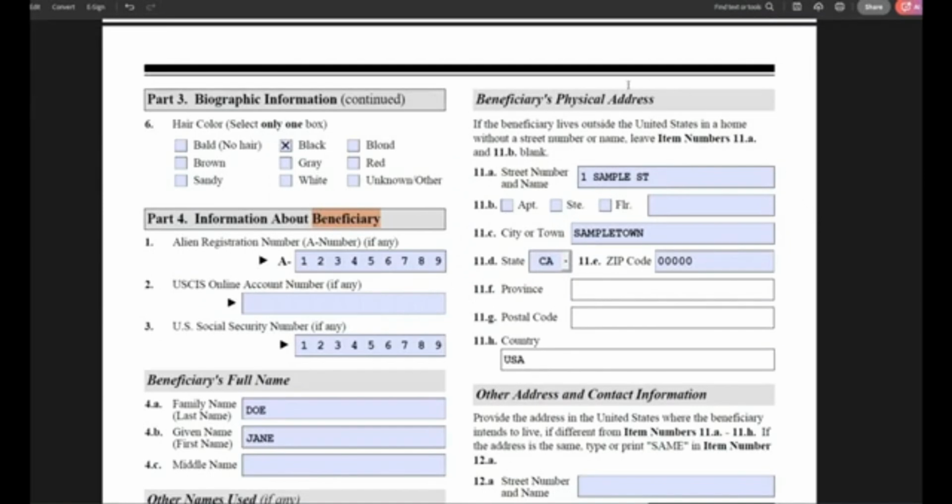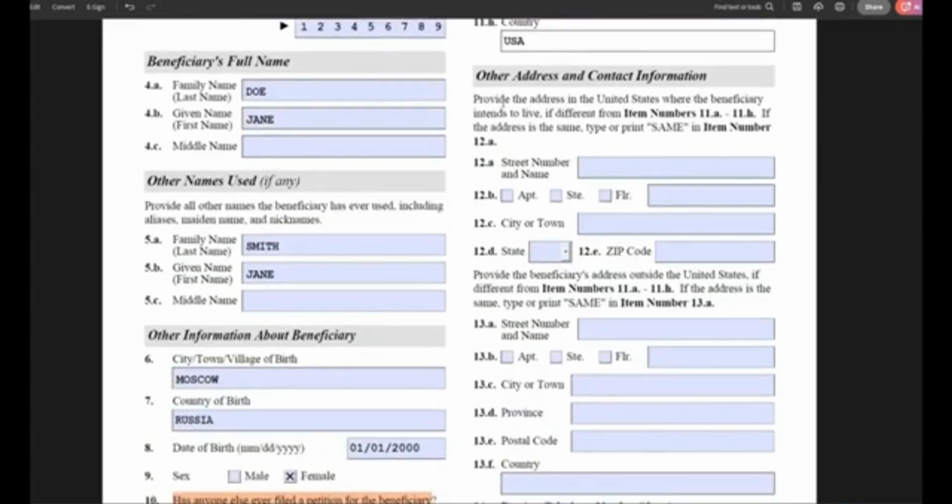And of course, if your beneficiary resides overseas, then this would be their current physical address. If your beneficiary is visiting you in the United States, but they're planning to return back to their home country to continue the process, in that case, their physical address would be the foreign address where they fully reside. Next, provide the address in the United States where your beneficiary intends to live.